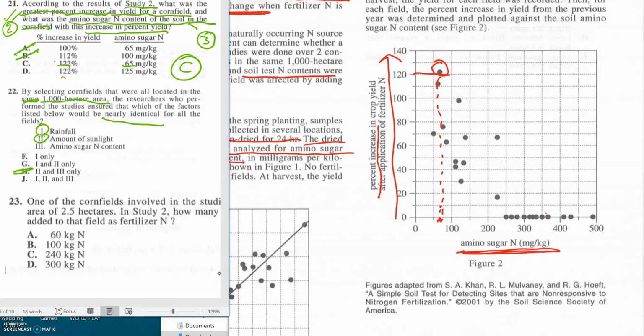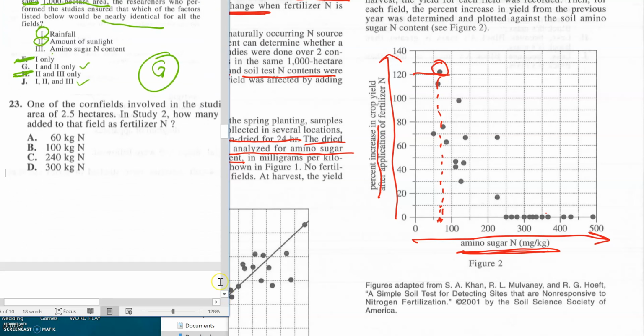I mean, you can't, again, the sunlight's just going to be over a very large area the same. So 1 and 2, so that gets rid of F because it says it's 1 only. So we're down to G is still in because it says 1 and 2, and J is still in because it says 1, 2, and 3. So we have to see is 3 valid? The amino sugar N content. Well, no, that's what we're measuring. That's getting changed, right? I mean, if you look at the diagrams, even just look to the right here, this is getting changed. So it's not the same. It's not being held the same. So that means it'd be 1 and 2 only, and that is G.